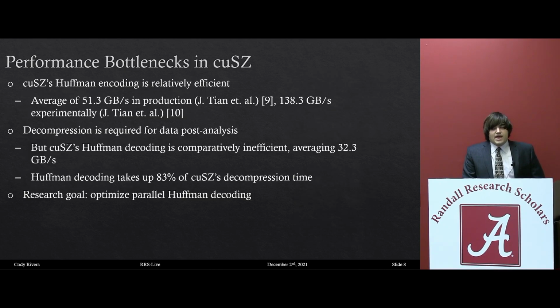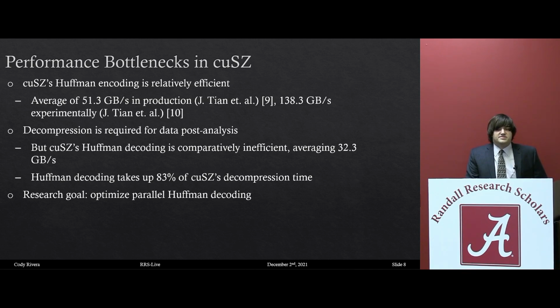Now, cuSZ uses both Huffman encoding and decoding in its compression and decompression phases. And there's already been a lot of work done on optimizing cuSZ's Huffman encoding. However, decoding is also important for when you want to analyze a data set after you have compressed it. But cuSZ's Huffman decoding is comparatively inefficient. In fact, it takes up to 83% of cuSZ's decompression time, making it a prime candidate for optimization. Therefore, my research goal is to optimize parallel Huffman decoding for cuSZ.